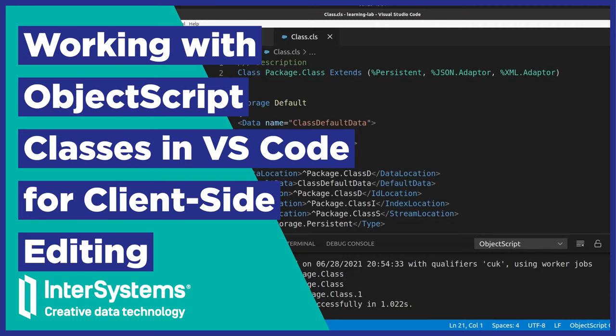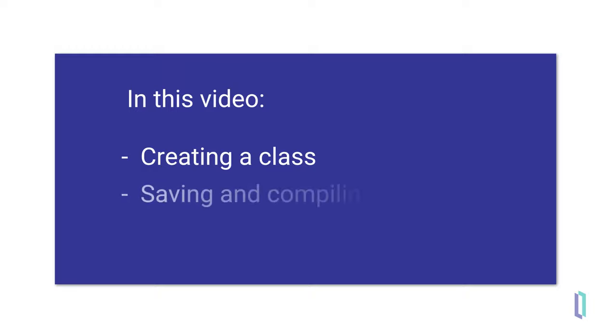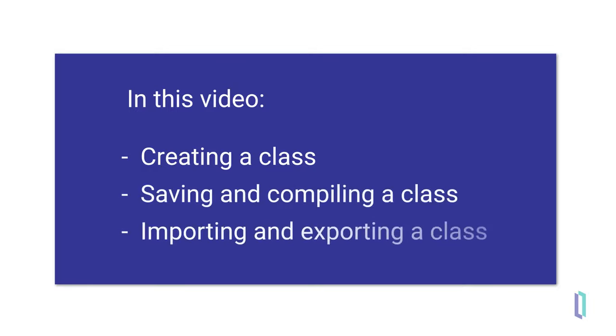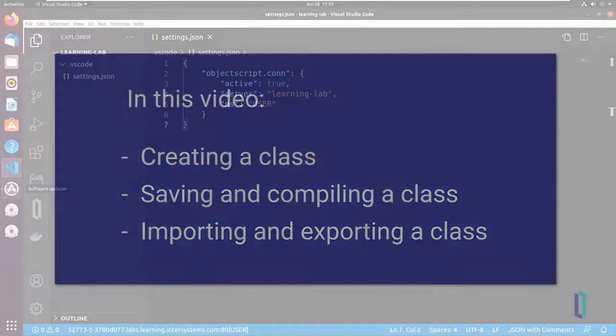VS Code gives ObjectScript developers control over their InterSystems Iris data platform source code. This video covers the basics of ObjectScript classes in VS Code for client-side editing, creating a class, saving and compiling a class, and importing and exporting a class from an InterSystems server.